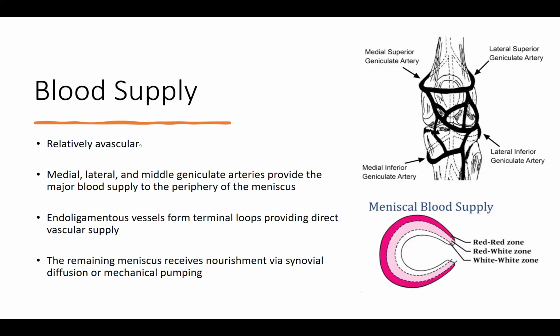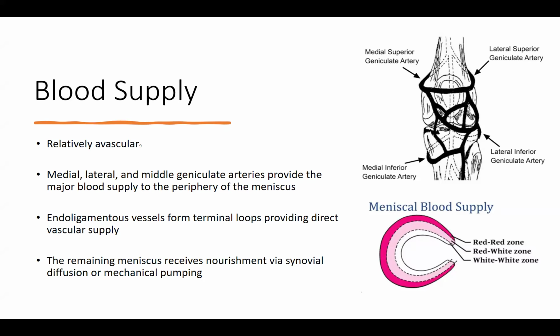So in terms of blood supply, the meniscus is a relatively avascular structure. It is typically divided into three zones. This includes the red, which is highly vascular sections, the red-white, and the white-white. These indicate the amount of relative direct blood supply given to the given portion of the meniscus.